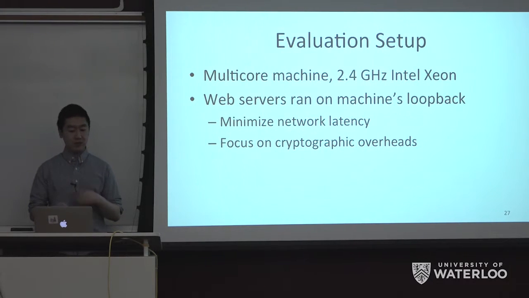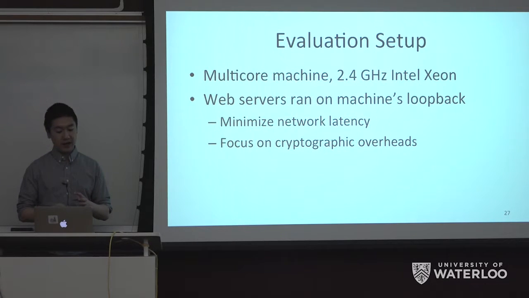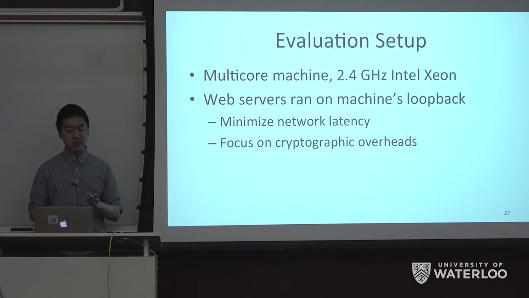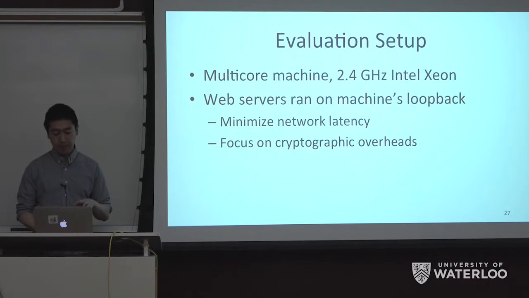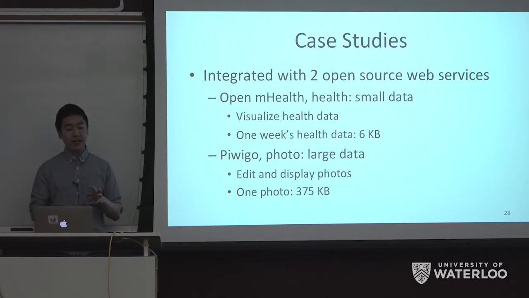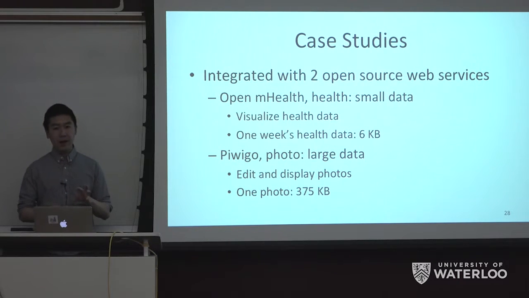Our evaluation setup is a multi-core machine with a 2.4 gigahertz Intel Xeon processor. The web service runs on the machine's loopback, so we minimize network latency and focus on cryptographic overheads. For Sieve, we integrated with 2 open source web services. OpenMHealth represents small data, and it helps users visualize their health data. To give a sense of size, 1 week's worth of health data is about 6 kilobytes. We also integrated with Piwigo, a photo sharing app that allows you to edit and display photos. A photo is about 375 kilobytes.